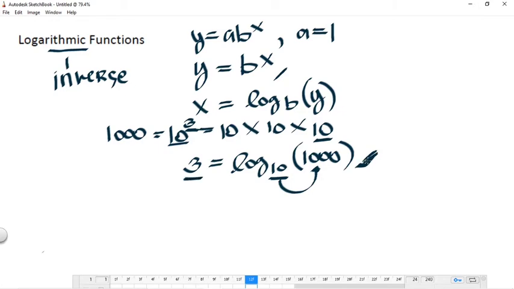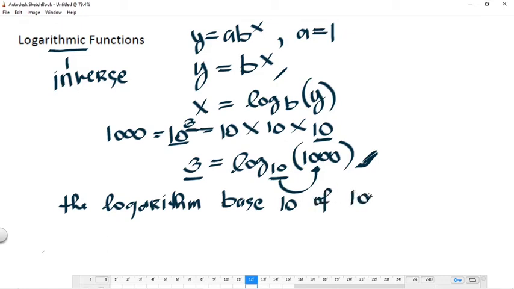Before I forget, this function could be read as the logarithm base 10 of 1,000 is 3.